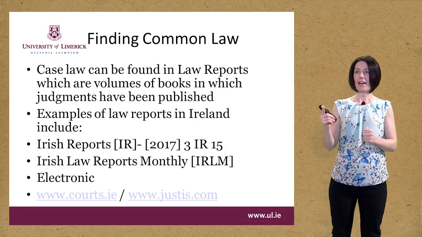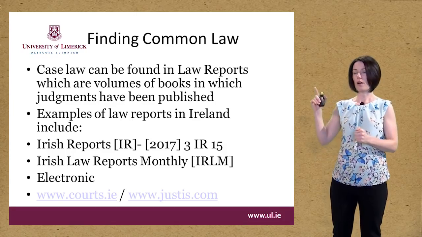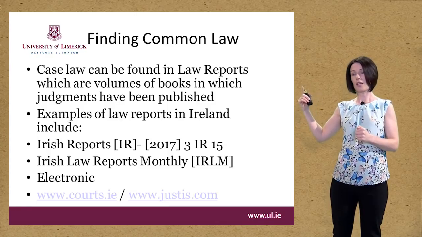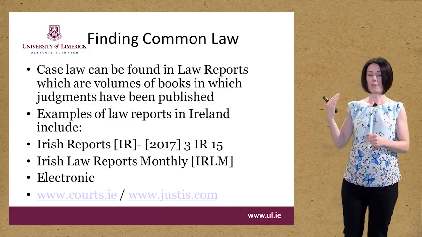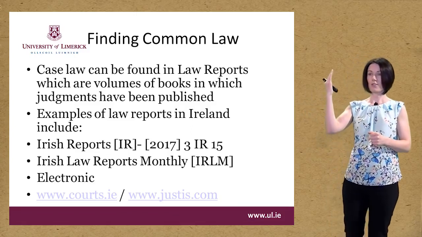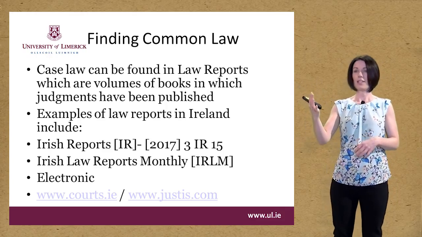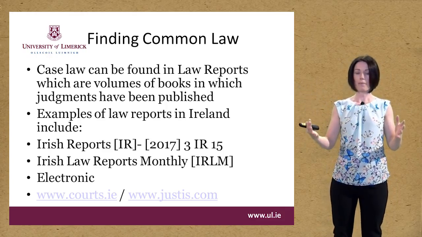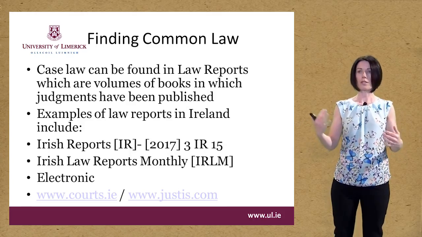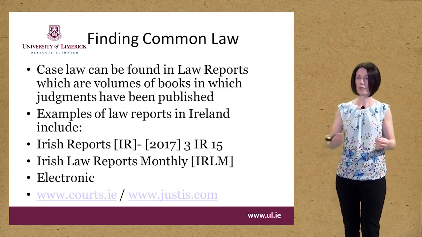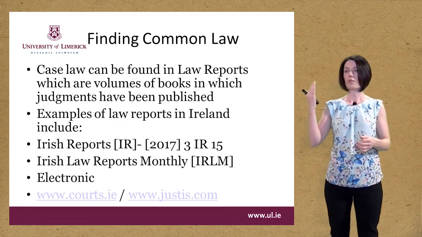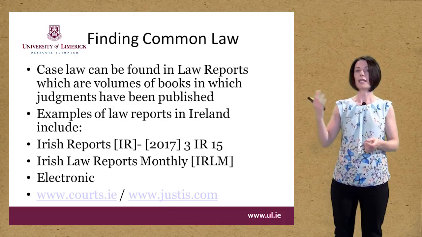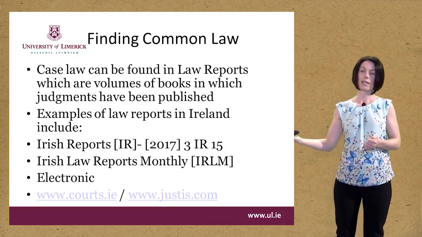Basically, you will generally have a citation in the form of square bracket 2017, close the square bracket, 3 IR 15. What that basically means is that the case was delivered in 2017, and there are typically 4 volumes of reports in the Irish Reports. So the next number is the volume, so you could have 1, 2, 3 or 4. So this particular case would be in volume 3 of the Irish Reports, at page 15.